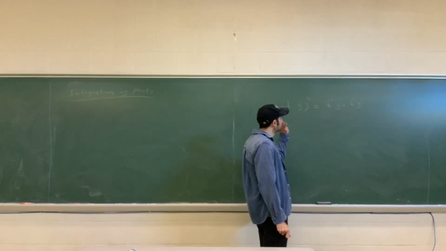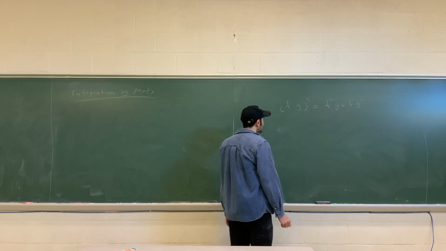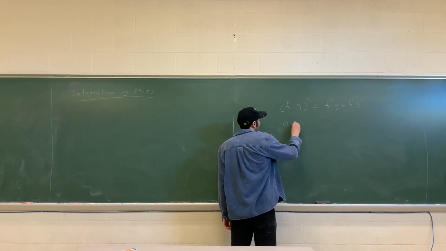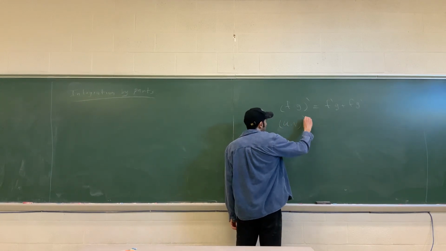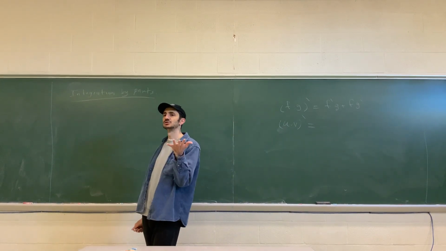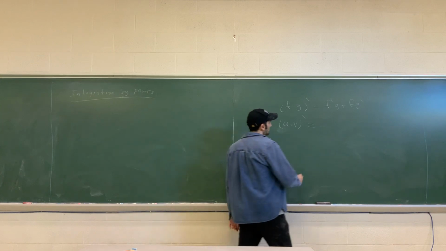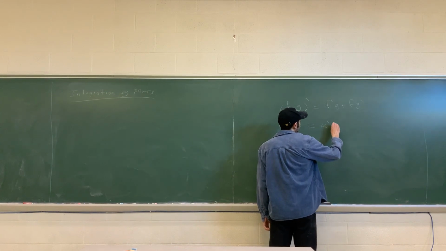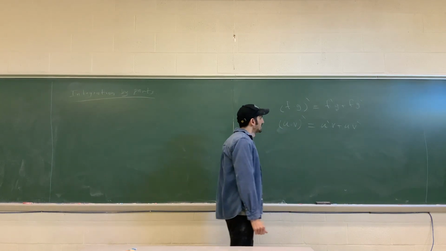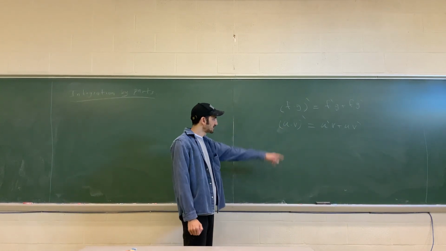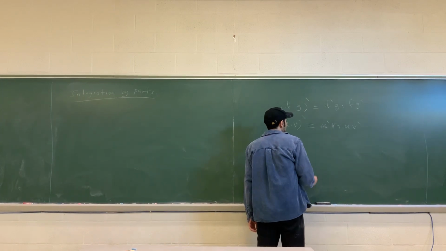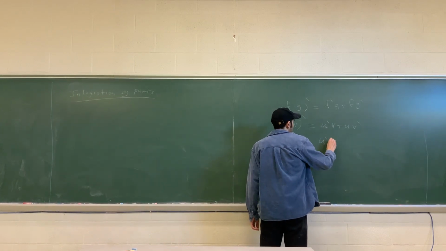Maybe instead of f and g, I have other two functions. Usually in integration by parts, I use the functions u and v. And imagine now I want to find the product rule for these two functions. What should I write? Again, I have to write u prime v plus u v prime. How will this help me? Take a look at this rule again.